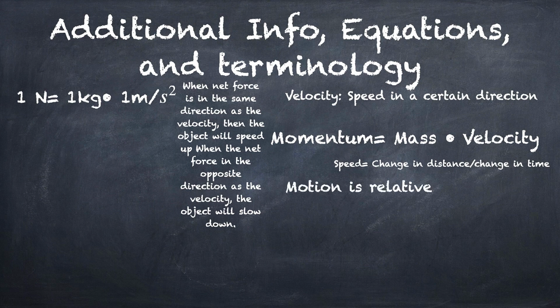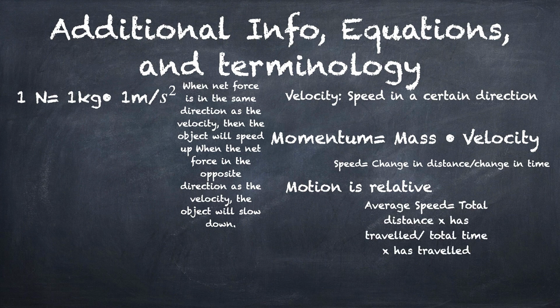Motion is relative. If you think about it, this makes sense. Our perception of motion depends on what we compare it to. For example, if you compared an Olympic runner to a normal person, the normal person would be considered slow, of course. But if you compared a normal person to a snail, the normal person would be considered fast.